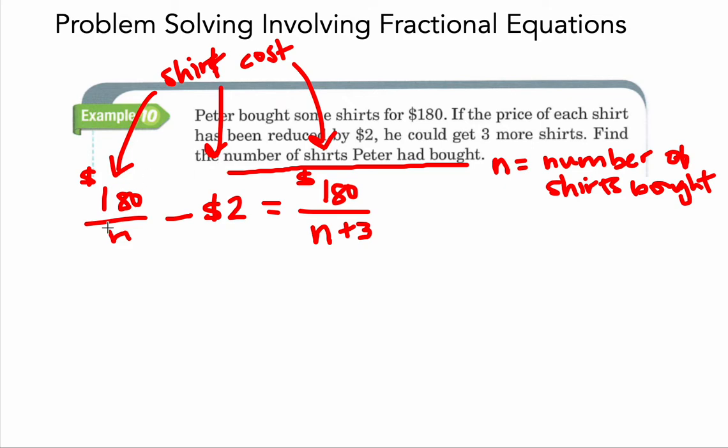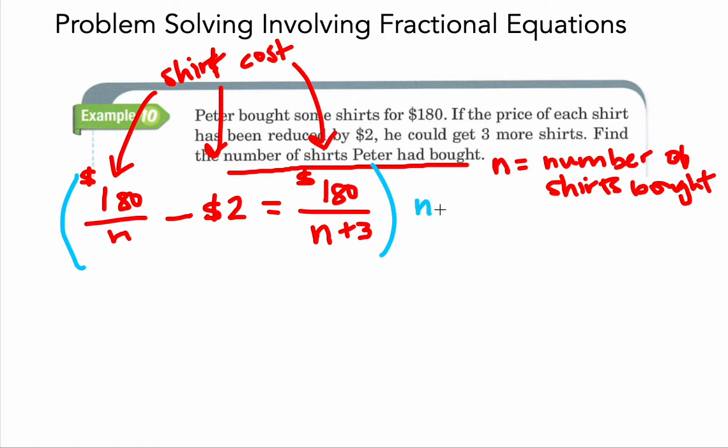Okay, so now you have an equation. We have 180 divided by n, minus 2, equals 180 divided by n plus 3. All right, so here is my equation. I have fractions in it, so I know that I can multiply the entire equation by my denominators to get rid of them.